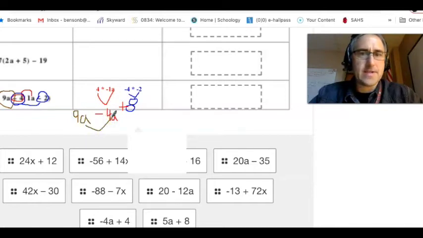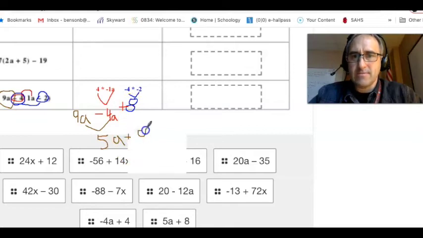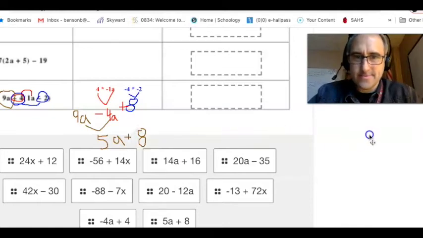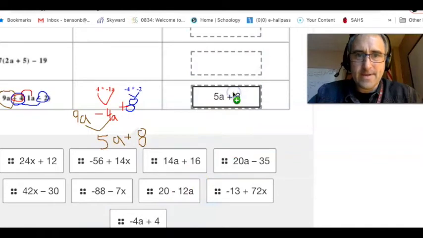Now I have to put the a's together. A's cannot go with 8. It doesn't have an a. But these two are on the same team. They're wearing the same jerseys. 9a minus 4a is 5a. And then 8 just comes down to be a part of the equation, but it can't go with the a's. And then I should be able to find that answer on here. There it is. So I would move that up into that spot. There you go.